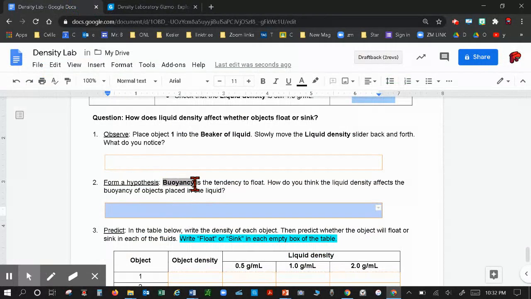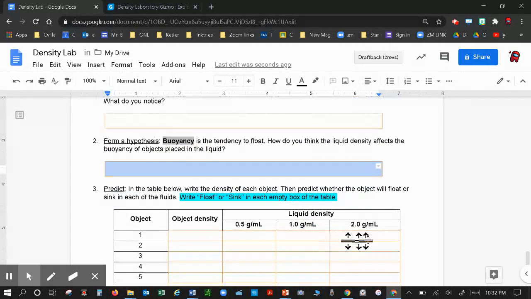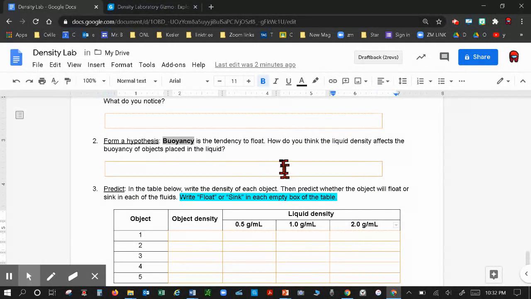So then you'll form a hypothesis, and that is you're going to tell me an if-then statement. So if the liquid is more thick, what will happen? That is, if we make it more dense up here, like 2, or if we make it less dense, what would happen to these objects? Would object number 1 float, sink, or would it sink the whole time? So you'll describe what will happen. Will objects float or sink based on changing the liquid density? Okay.